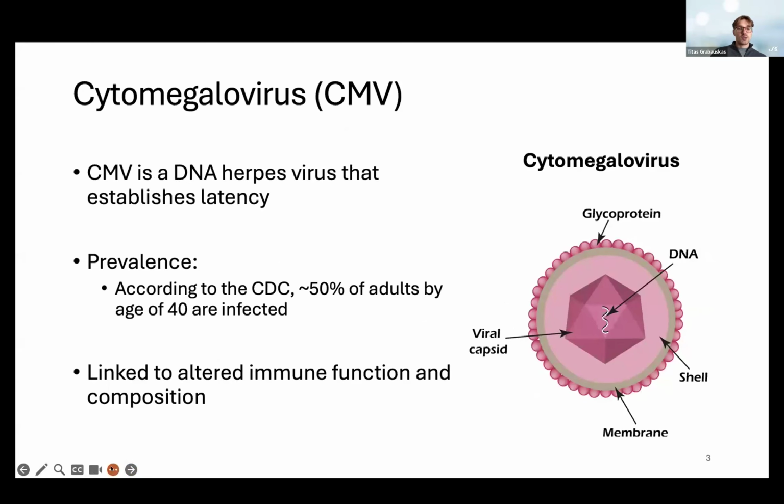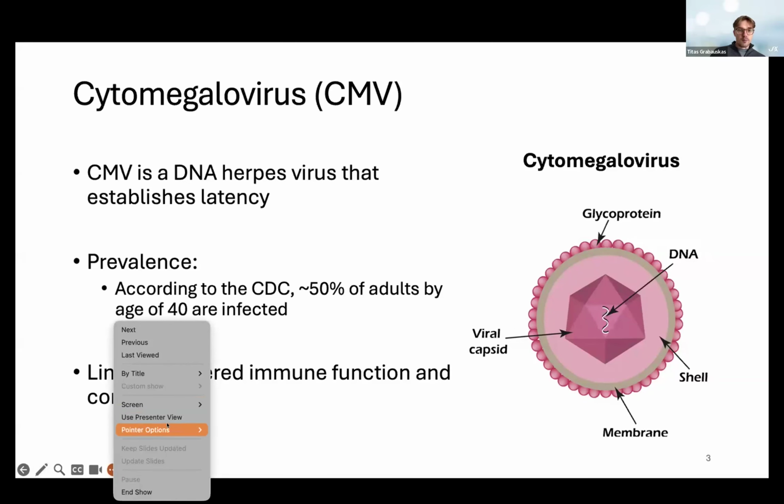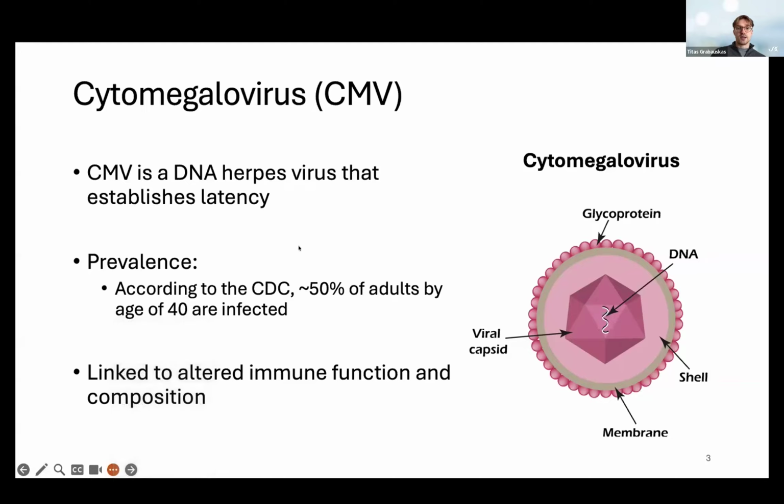So what is CMV? Well, CMV is a DNA herpesvirus that establishes latency. It has very high prevalence, and according to the CDC, around 50% of adults are infected by age 40 in the US. And most importantly, CMV has been linked to altered immune function and composition.